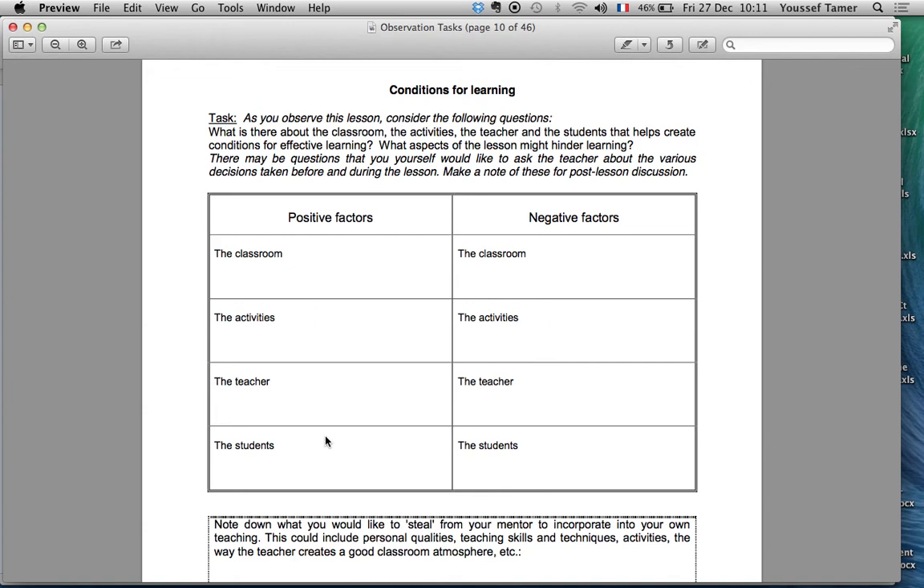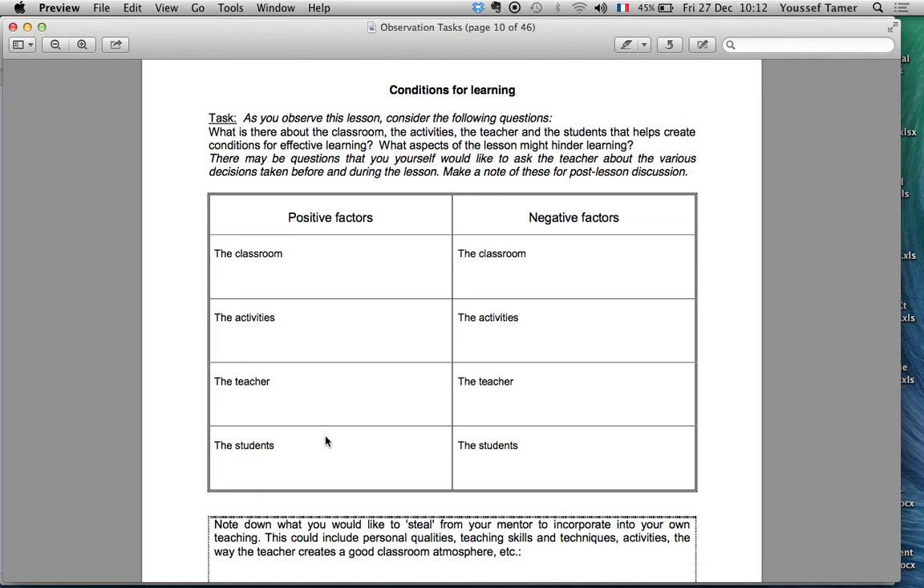There may be questions that you yourself would like to ask the teacher about the various decisions taken before and during the lesson. Make a note of these for post-lesson discussion. After the teacher, the host or the mentor, finishes the lesson, on the basis of your observations, you might have questions or observations, clarifications you would like to ask, and then you can have a discussion with your mentor.